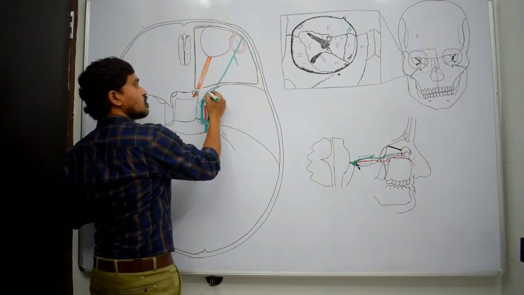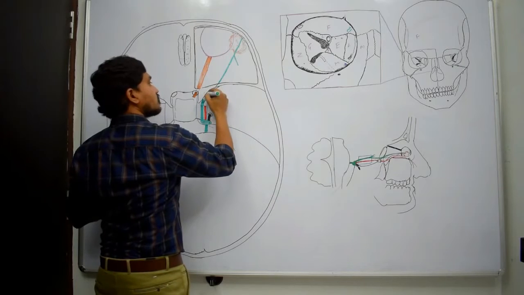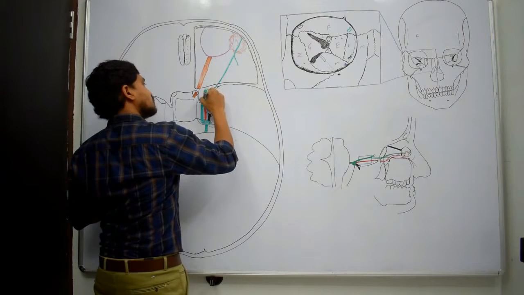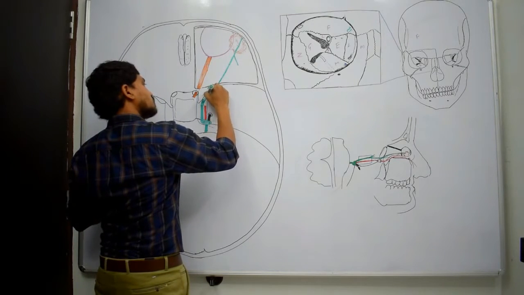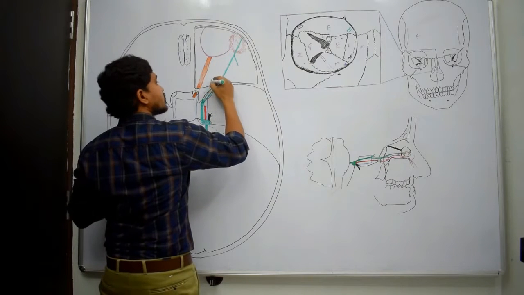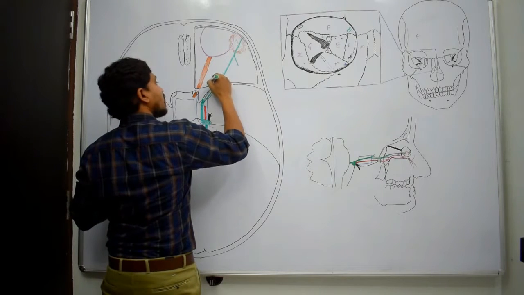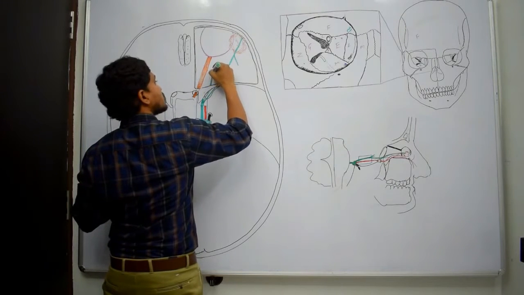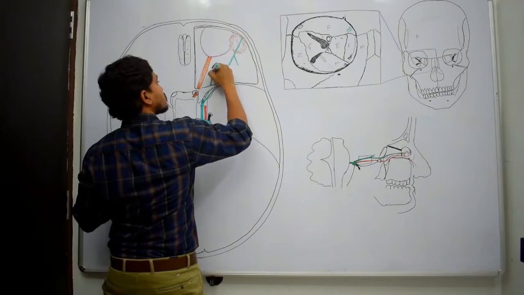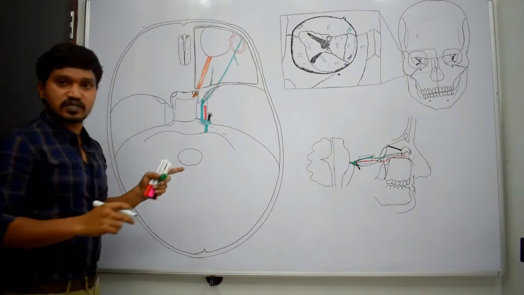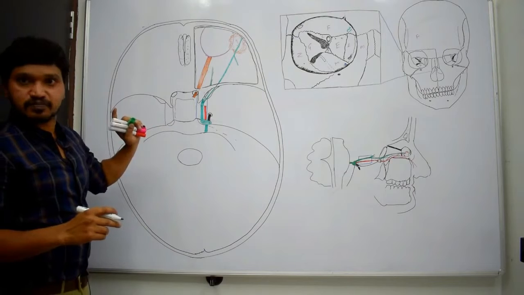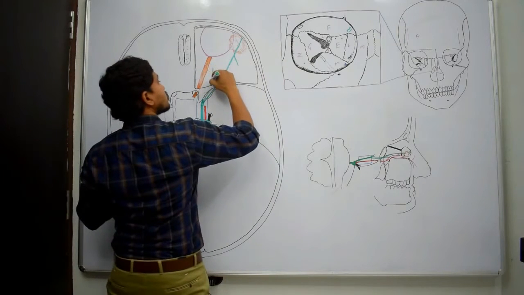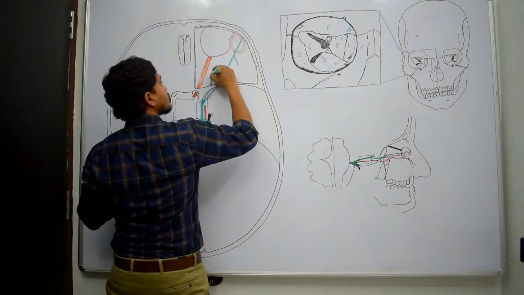Frontal nerve also passes through the lateral part of superior orbital fissure. So it passes like this and enters into the orbit and runs superficial to the levator palpebrae superioris muscle. That means it runs over the levator palpebrae superioris muscle. I didn't draw all those structures to avoid confusion. So this is frontal nerve.